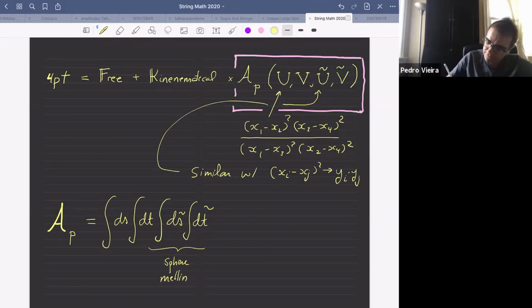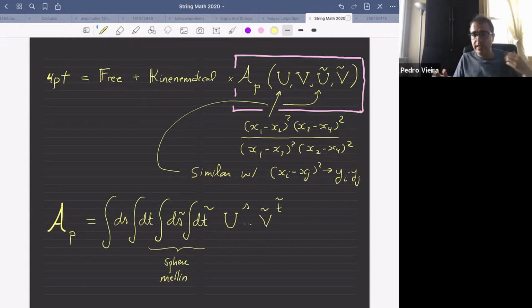So this is just a transform. It's roughly a Fourier transform of these cross ratios, or of the logarithm of these cross ratios. So there is something like u to the s, etc., and then the last one, v tilde to the t tilde. So these s, t, s tilde, t tilde are conjugate to u, v, u tilde, v tilde.